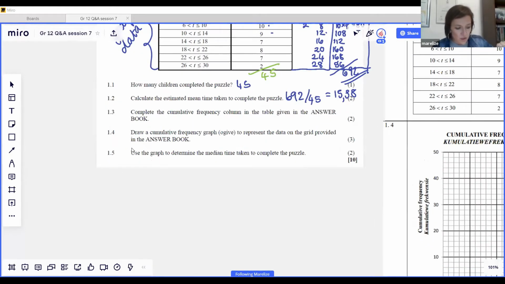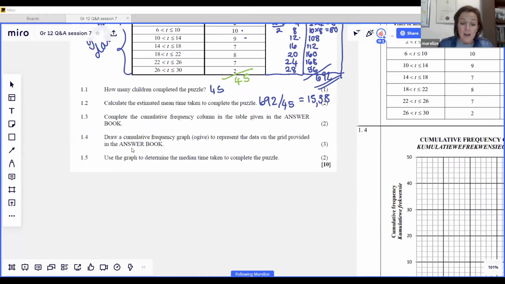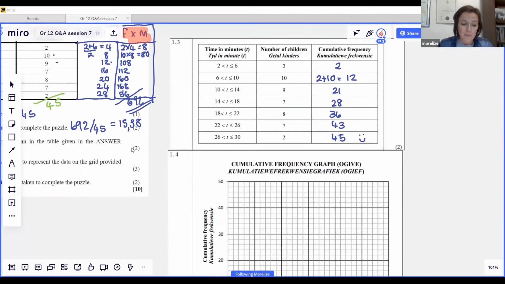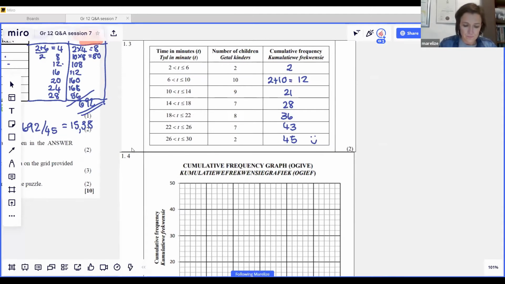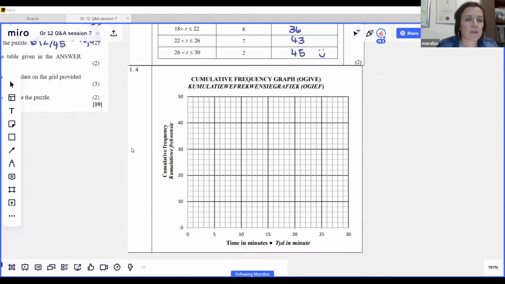Next one, also draw a cumulative frequency graph to represent the data on the grid provided in the answer book. Okay, I want to see thumbs up, thumbs down in the chat. Who can draw a cumulative frequency in brackets ogive curve? Who can do it? In the chat, put a thumbs up or a thumbs down.